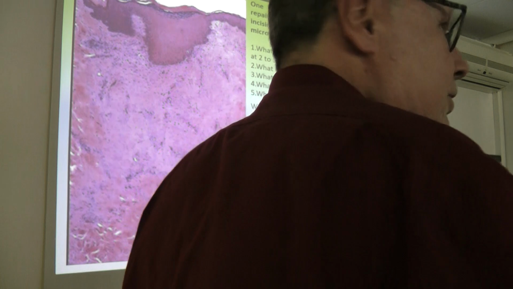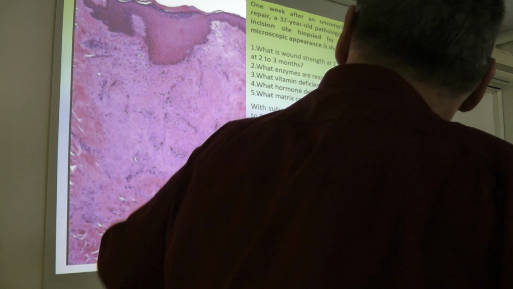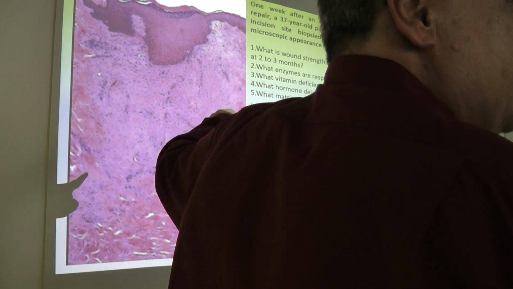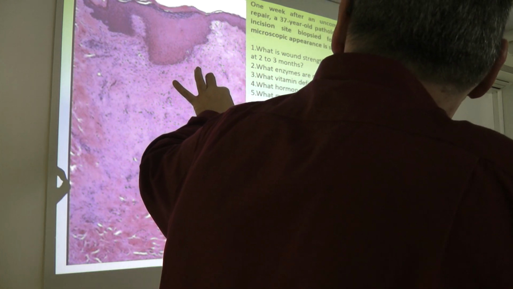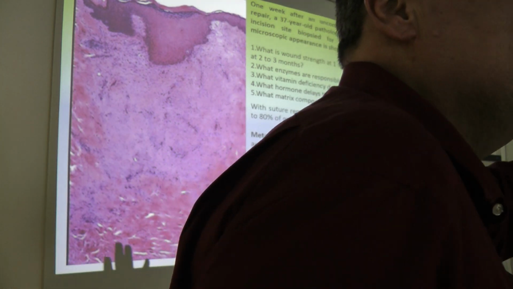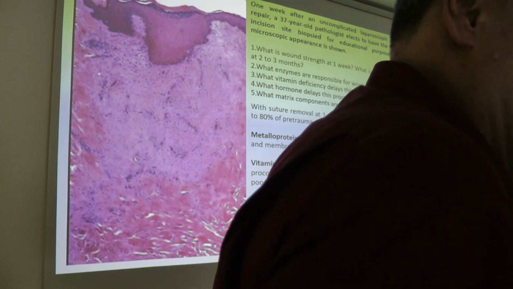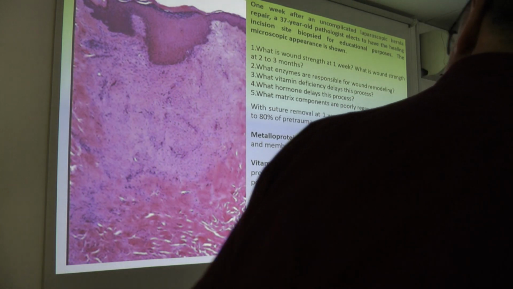Professor, how do we know that it's a scar and not a necrotic caseation? There are viable cells in it. These cells here are fibrocytes. It's not an amorphous, homogeneous, pink staining tissue like necrosis, all right?